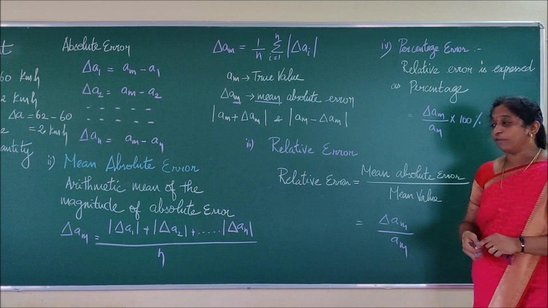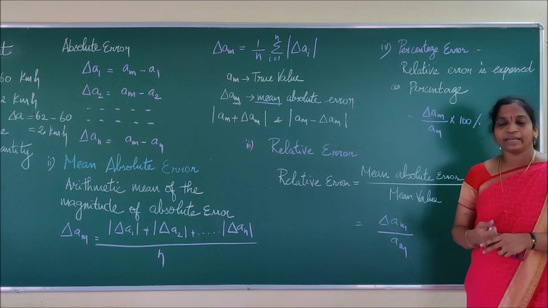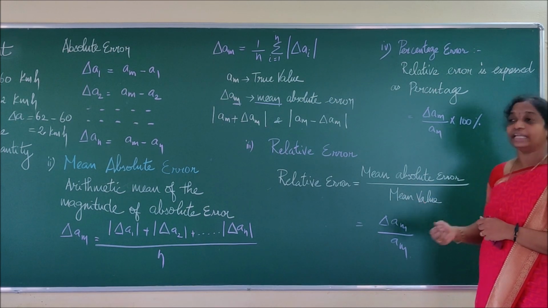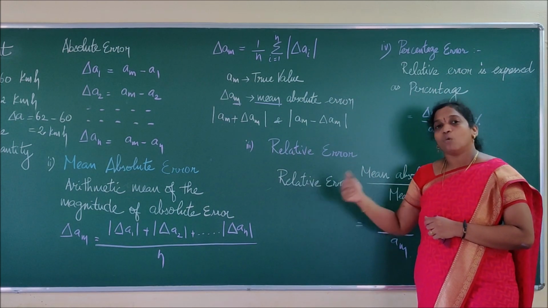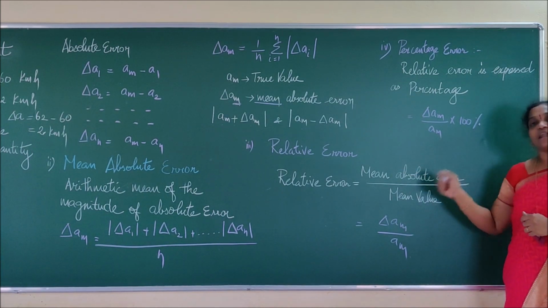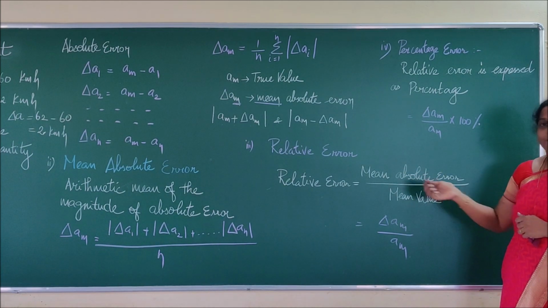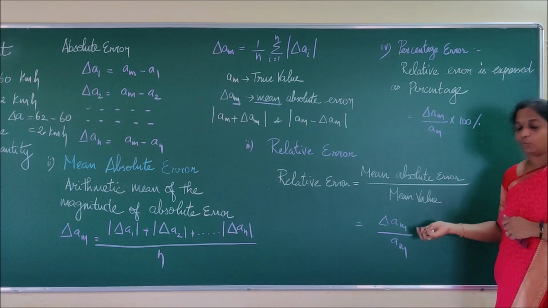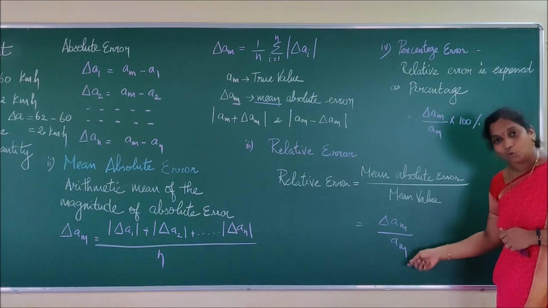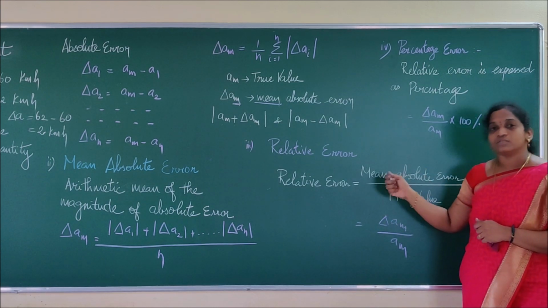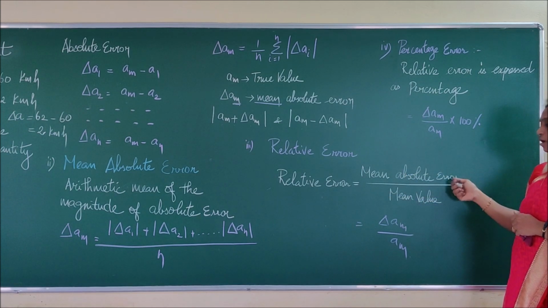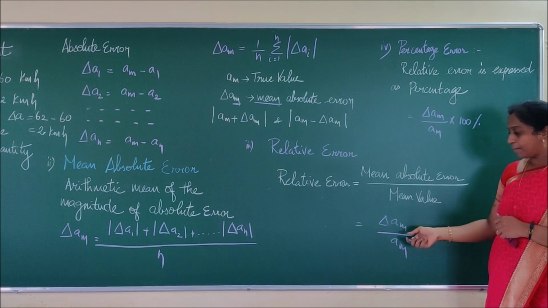Then now we will go for relative error. What do you mean by relative error? What does the word relative stand for? Relative error is nothing but it relates two things, right? What does it relate? It relates the mean absolute error and the mean value. We have calculated the mean absolute error, right? And the mean value is the true value. So relative error is a ratio of the mean absolute error and the mean value.